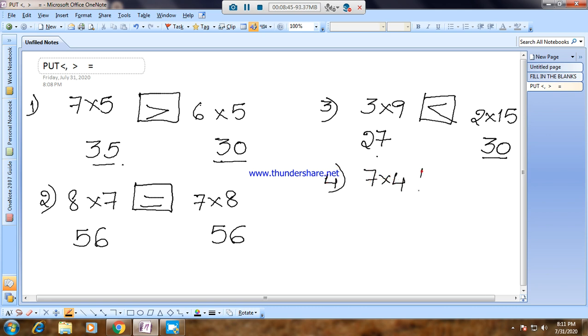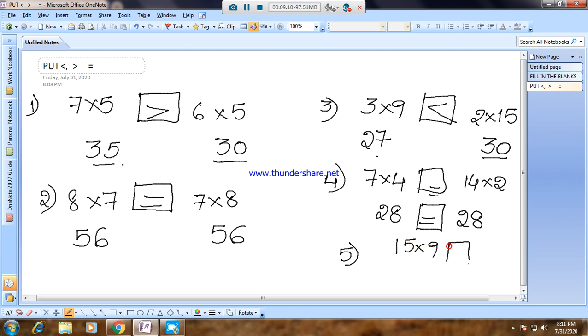7 4s are multiplied with 14 2s are. 7 4s are, 7 1s are 7, 7 2s are 14, 7 3s are 21, 7 4s are 28. 14 2s are, 14 1s are 14, 14 2s are 28. If both are same, what we should keep? Is equal to.